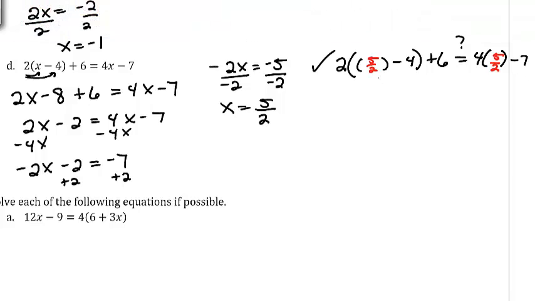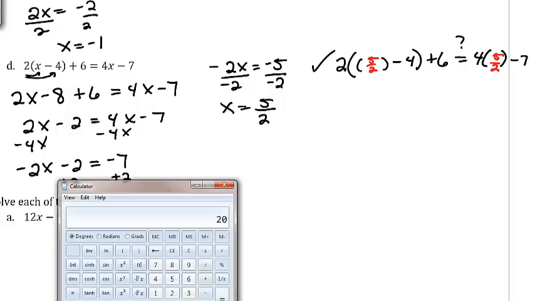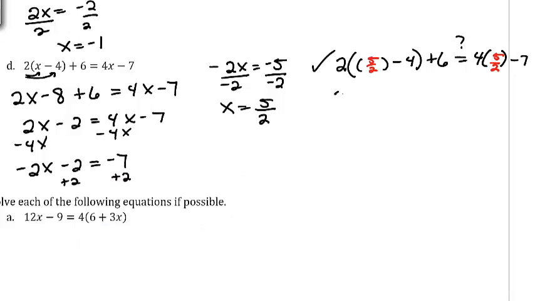So over here, compute what's inside the parentheses. So 5 divided by 2 gives us 2.5, and then subtract 4 gives us negative 1.5. So we have 2 times negative 1.5 plus 6, is this equal to, when you multiply 5 halves times 4, the 2 goes into the 4 twice, and so you get 10 minus 7.